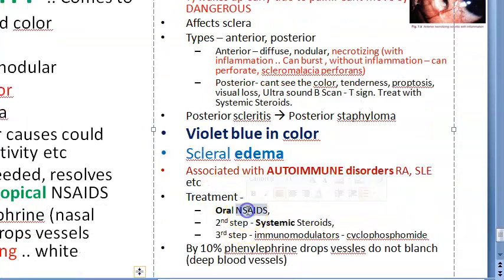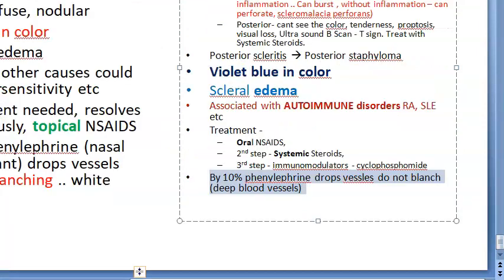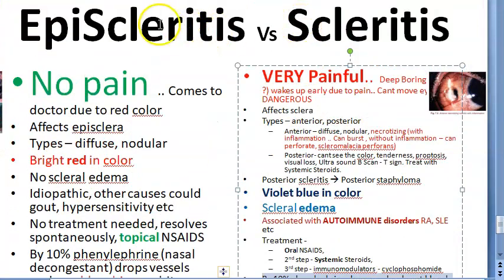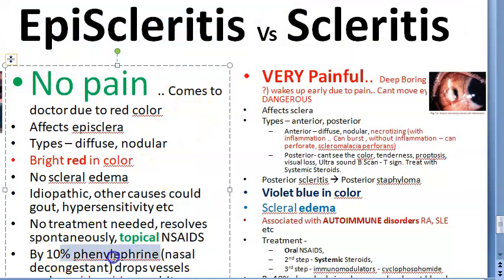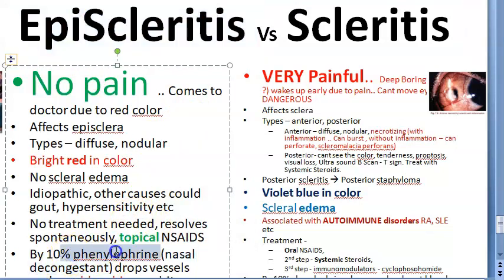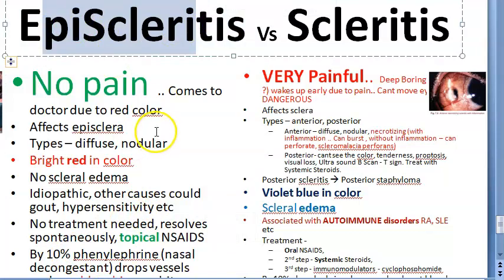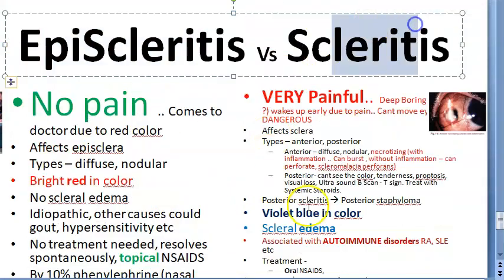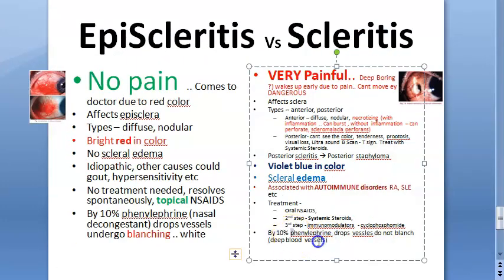How will you treat it, guys? You need something anti-inflammatory, and you can give NSAIDs. Otherwise, you can give steroids. Otherwise, you can give immunomodulators like cyclophosphamide, etc. Remember, this scleritis is a slightly deeper problem than episcleritis. When you put 10% phenylephrine, a nasal decongestant actually, in episcleritis the blanching will be there, the redness will go away. However, in scleritis, the redness will not go away with 10% phenylephrine.